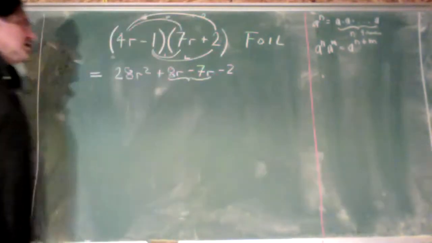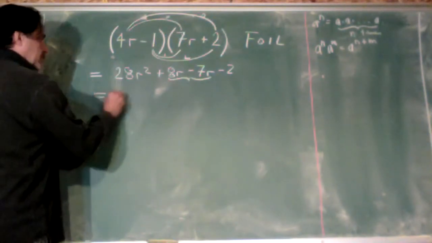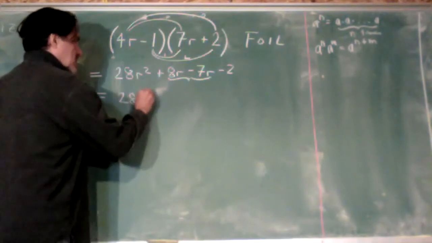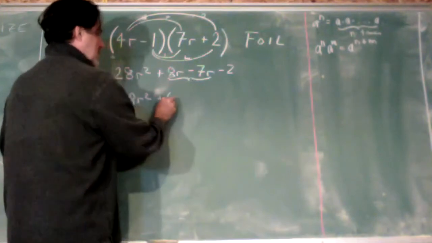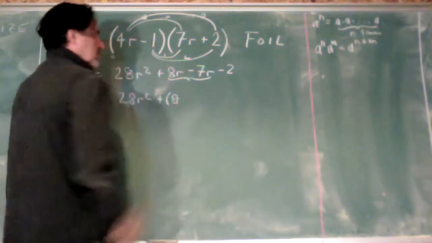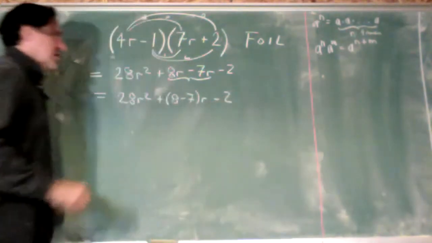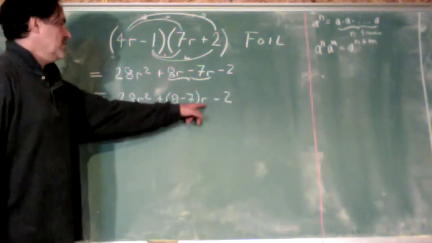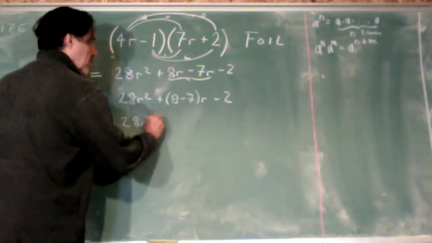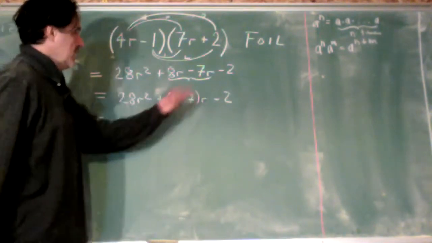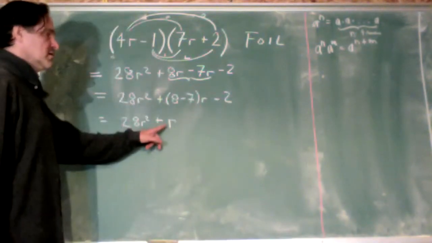We recognize 8r and 7r to be like terms, and we combine them. 28r squared. Technically, what we're doing again, remember, is a kind of distributivity. So taking the extra step, we're pulling out the common factor of r, and then we're performing the arithmetic on our coefficients. 8 minus 7 is just 1. We generally don't write the 1 as a coefficient. It's simply understood, it's implicit.